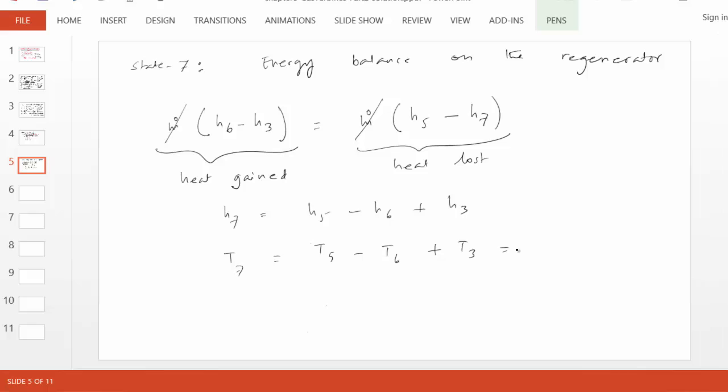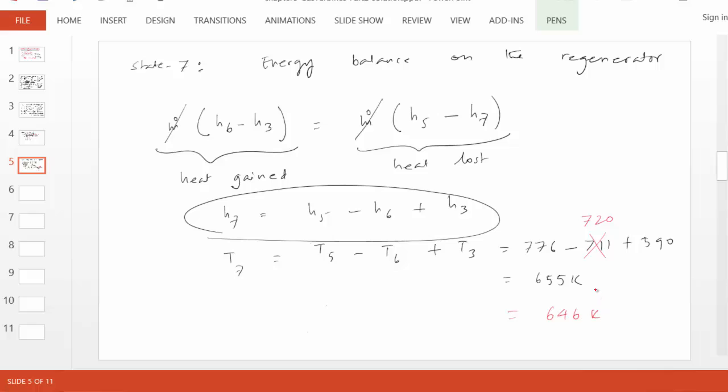Substituting the numbers, T5 is 776, T6 is 711, and T3 is 590, and that gives us a T7 of 655. Okay, again we made the same mistake. We substituted a bad value for T3 here. So now we have calculated all the states.